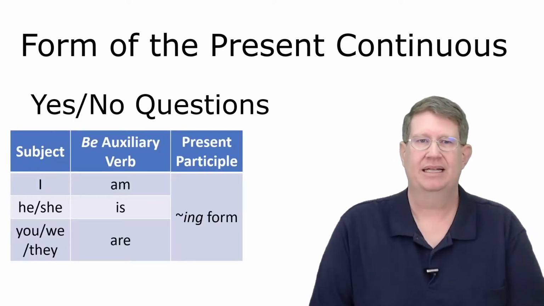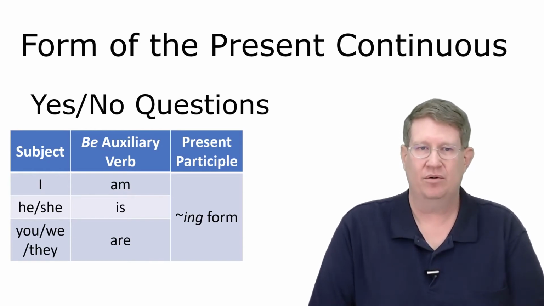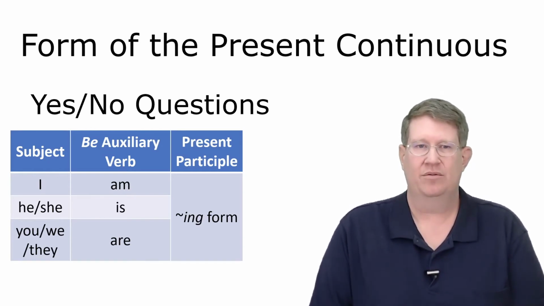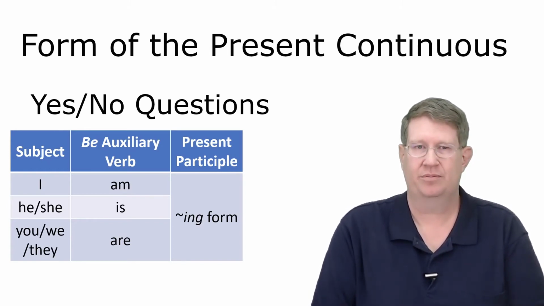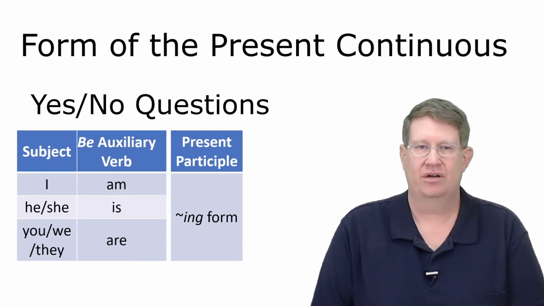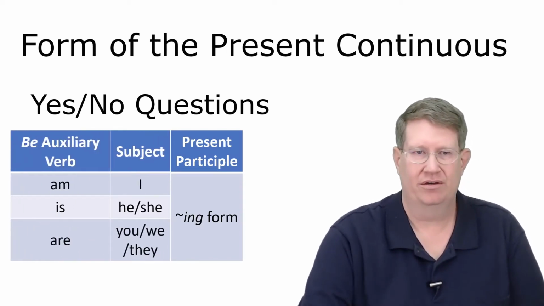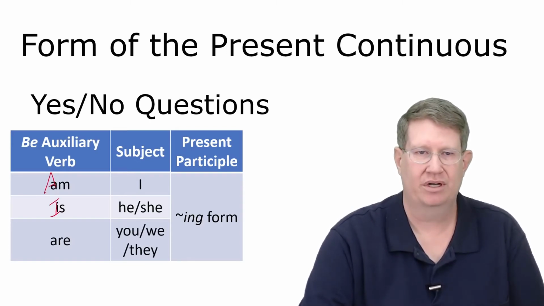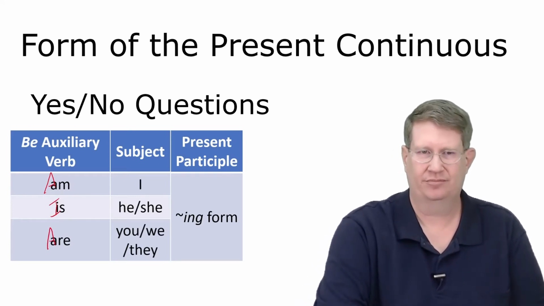Okay, let's take a look at yes/no questions. So here we are again with our basic form. Subject, the be auxiliary verb, and then the present participle. So for yes/no questions, all I need to do is make those backwards. Now, I should, and I didn't, but I should have made these letters capital because they are now at the beginning of the sentence.